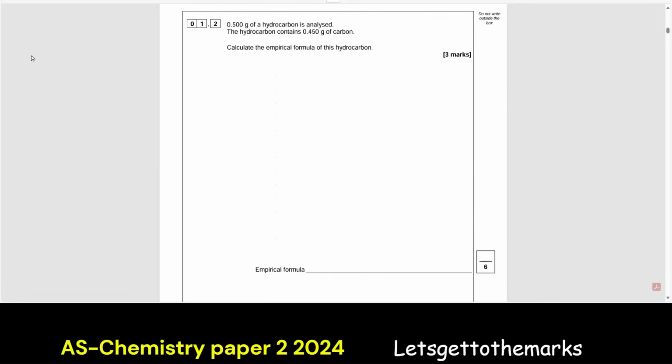So first of all, we know this thing is a hydrocarbon. Go back to your GCSE. That is a compound containing only carbon and hydrogen. As we've been told, it has 0.450 grams of carbon and 0.500 grams is the total. We can work out how much hydrogen is there. So we go 0.500 and we minus 0.450, and we now know how much hydrogen there is.